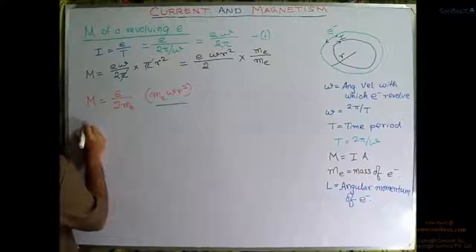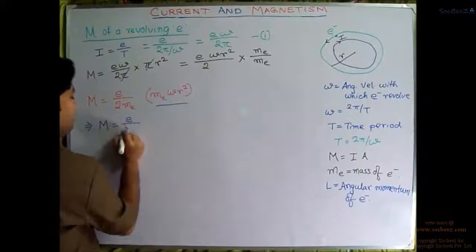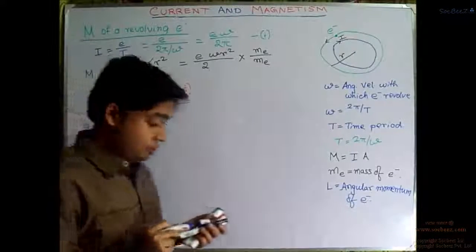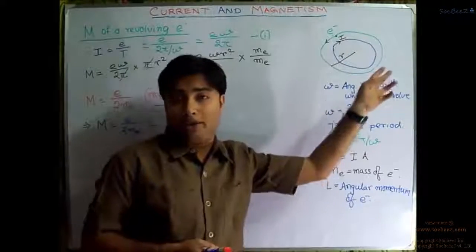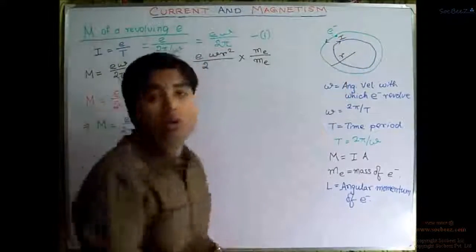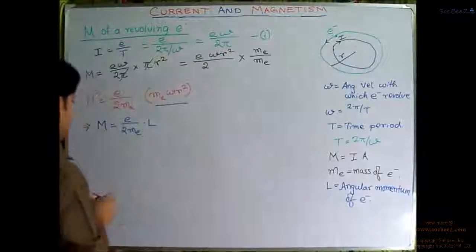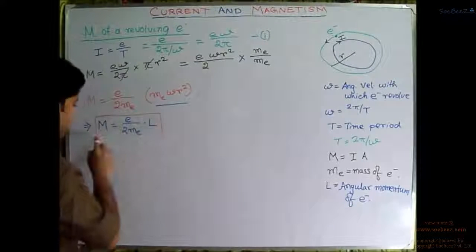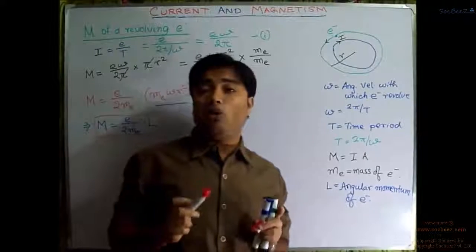So hence we can write M equals E divided by 2 times the mass of electron, multiplied by the angular momentum of this particular electron revolving in this definite orbit around the nucleus. Over here there will be the nucleus, which consists of the protons and the neutrons, as we all know. So here comes the expression for the magnitude of this M, the magnetic dipole moment.